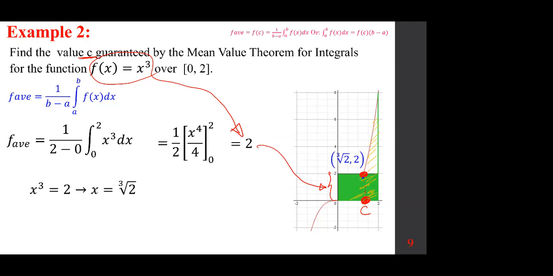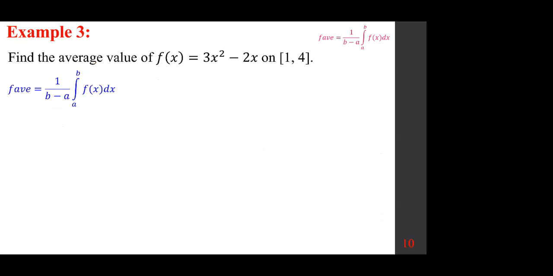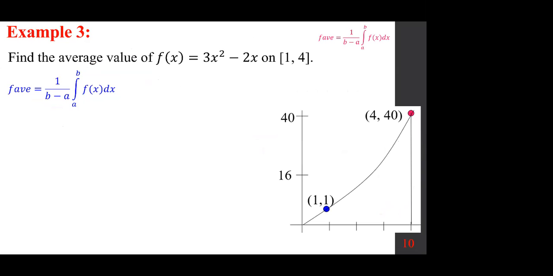Let's look at the next one. This is actually a very simple section, class. We want to find the average value of this function from 1 to 4. Well, 3x squared minus 2x, this function f of x, roughly here's the graph, and we want to go from 1 to 4.